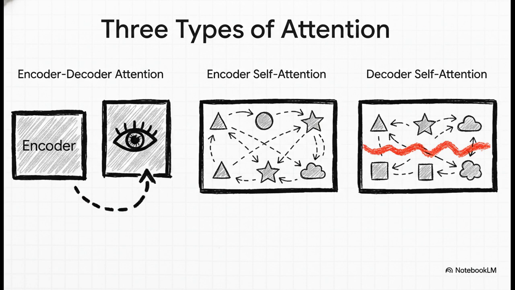And third, you have encoder-decoder attention. This is the crucial bridge between the two. It lets the part of the model that's writing the output look back at the original input sentence to make sure it stays on track. This is absolutely critical for things like translation.